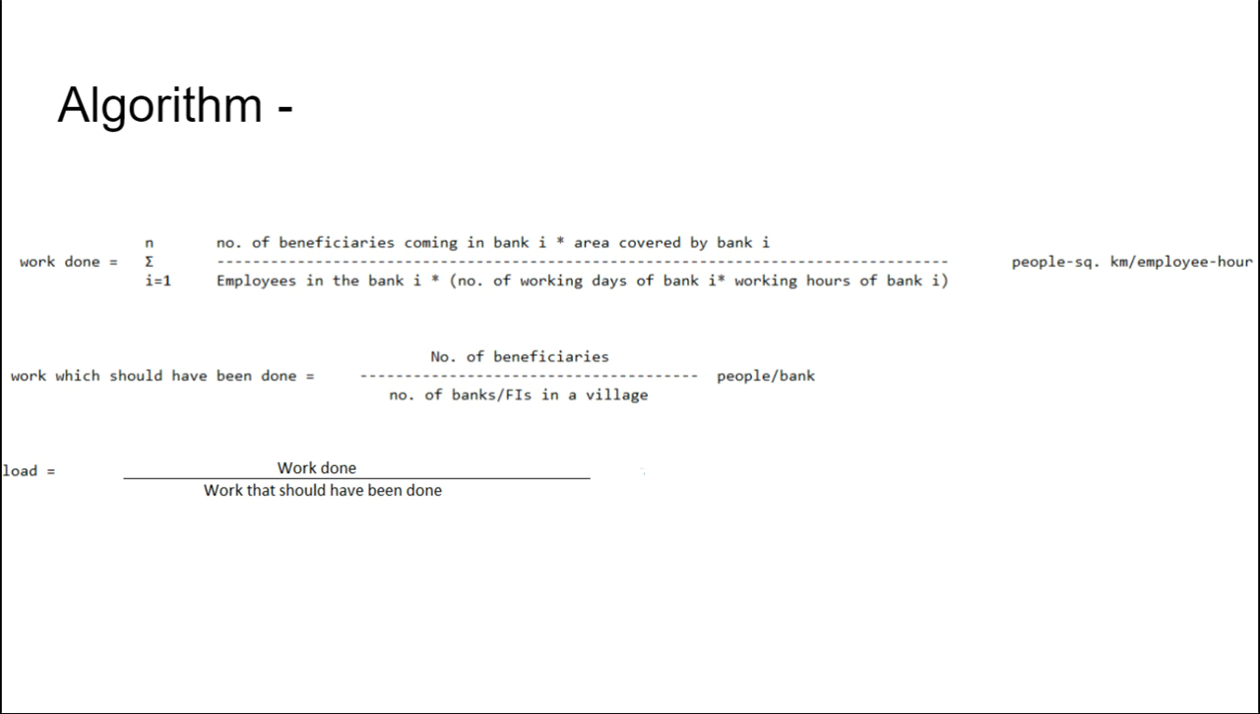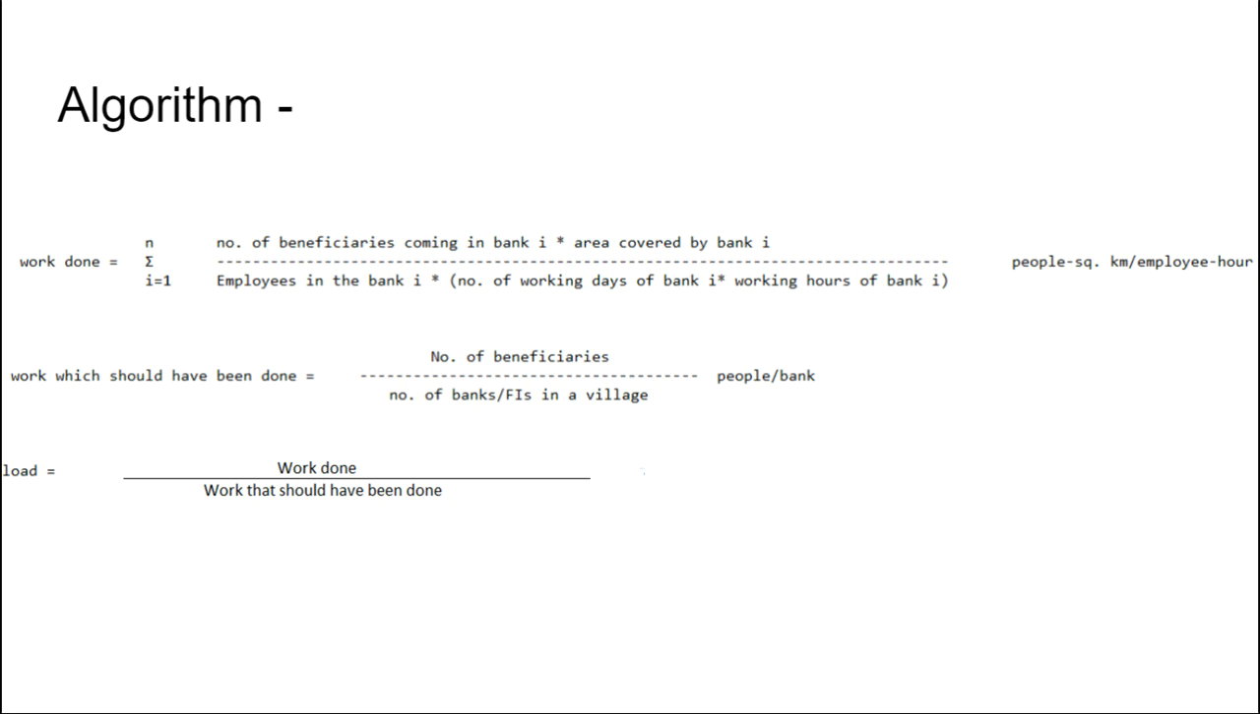Now, while calculating the work done, we need to look at four factors, which are: 1. Number of beneficiaries coming in the bank. 2. Area covered by the bank. 3. Employees working in the bank. 4. Working hours and days of the bank. Using these factors we formulate the work done as shown.